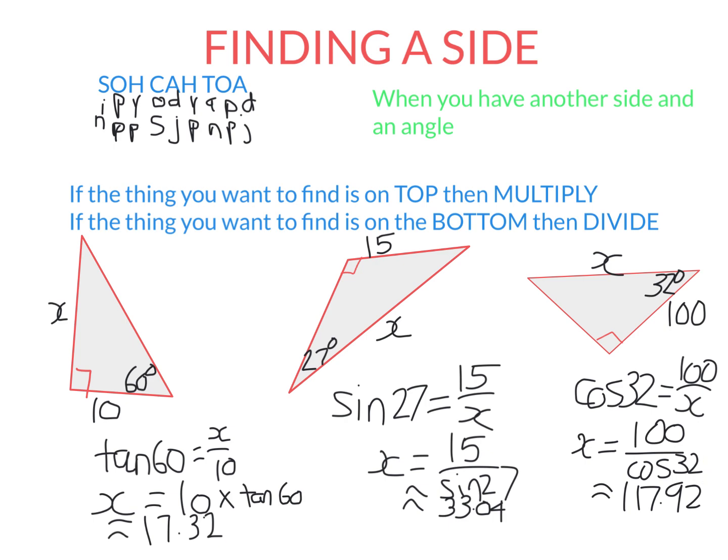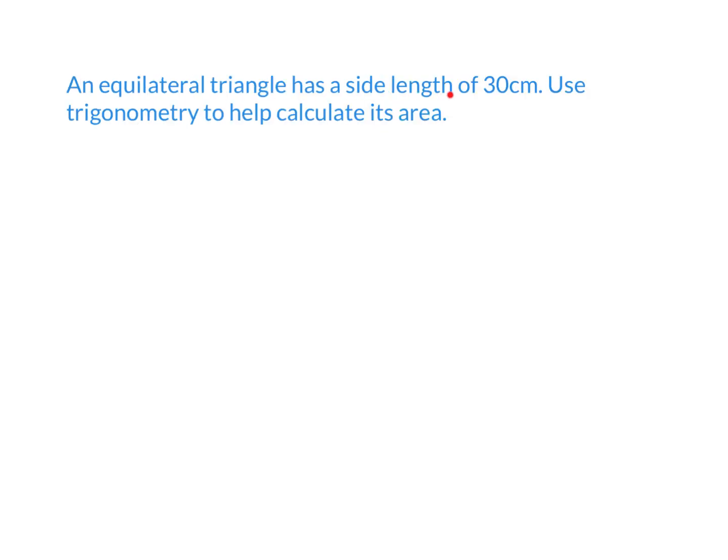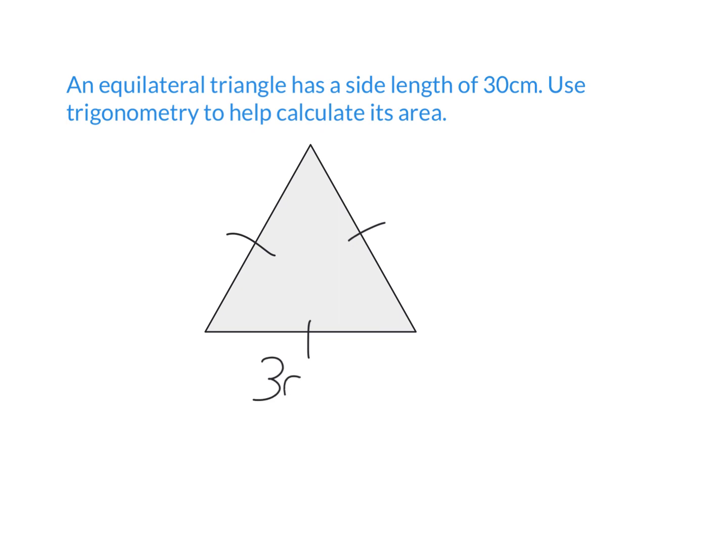All right, let's now look at a slightly harder question. An equilateral triangle has side length of 30 centimeters. Use trigonometry to calculate its area. So once again, this is a worded problem. It's hard to know what's going on without seeing it. So let's start by drawing a diagram. We're going to draw an equilateral triangle. Equilateral triangles are never right angled. So this one has side length of 30 centimeters.